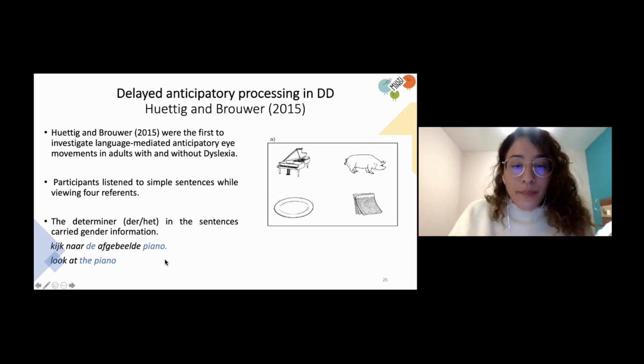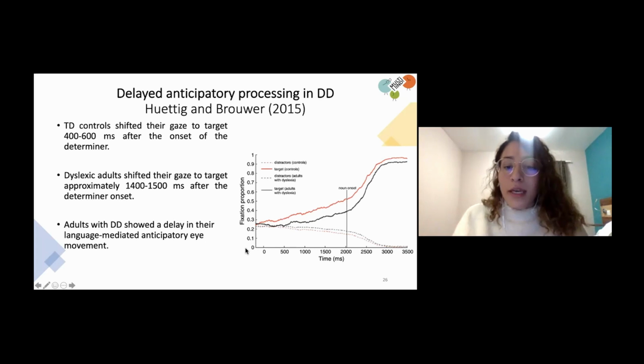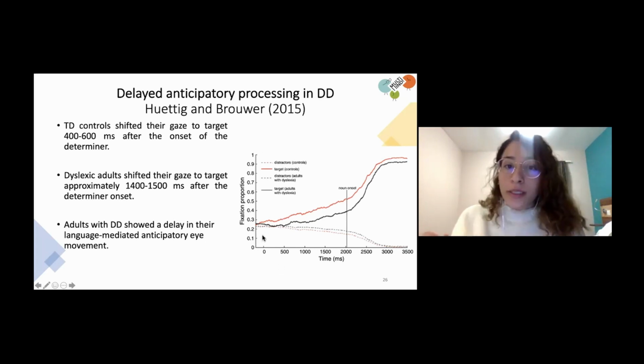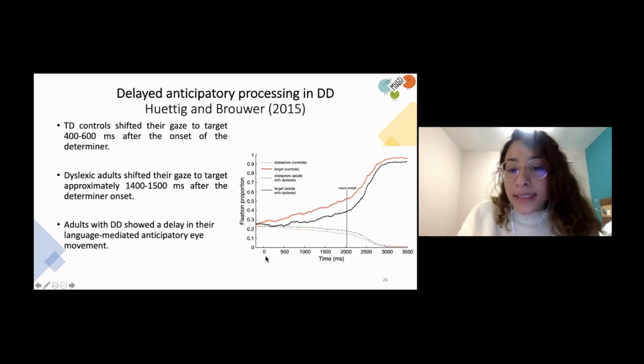And this is what these researchers have found. If we look at this graph, it shows the proportion of looks to the target, which is piano in this case, in individuals with and without dyslexia. We see here that at 2000 milliseconds was the time at which the word piano was produced. But we can see that individuals with typical language development, as well as those with dyslexia, have already started looking at the piano before the word was said.